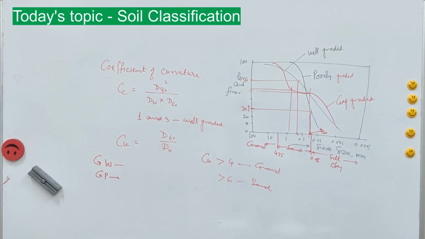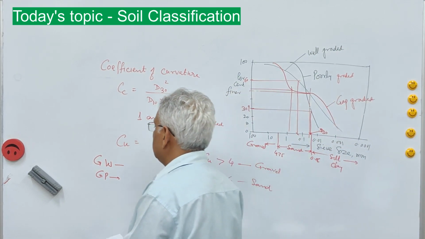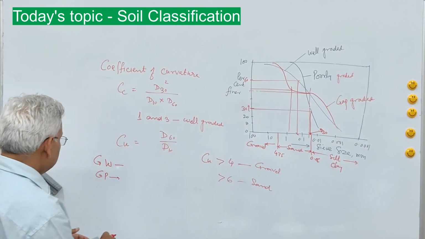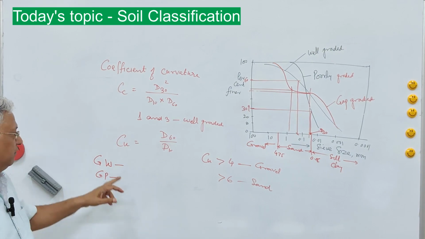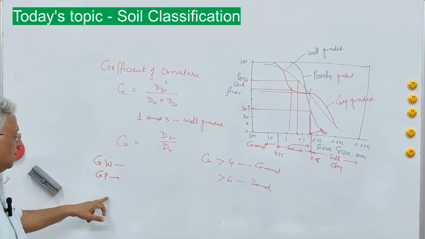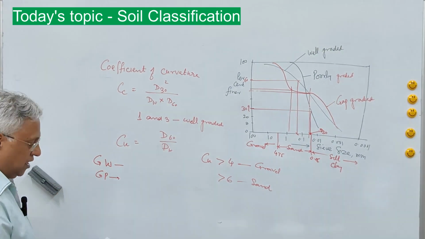When you have silt, it is GM. When it contains some clay material, it is GC. And the same is the case with sand also. You have SW, SP, SM and SC.